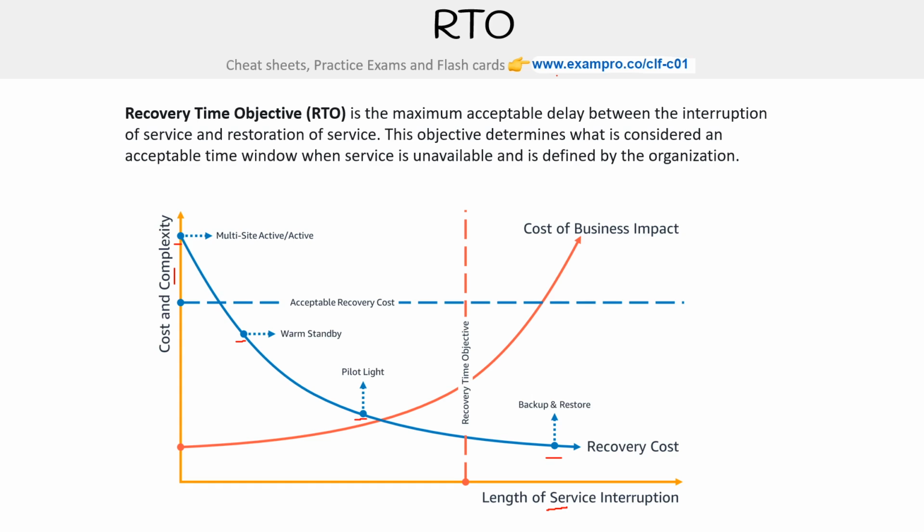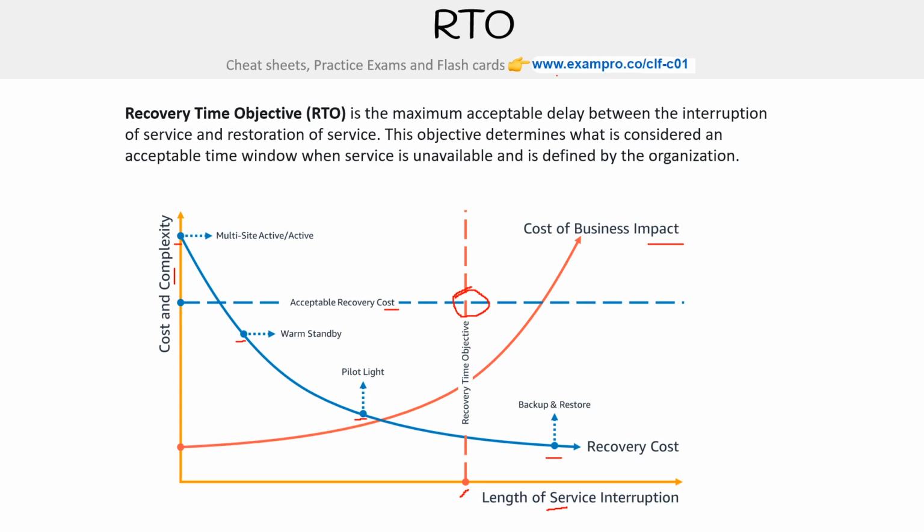And notice here we have a recovery time objective. So in your BCP, you kind of define where that is based on the cost of business impact. So you might have to calculate that saying, okay, what is our cost over time based on the length of service interruption? Where do we want our RTO to be? What is the acceptable recovery cost? And this is where you're going to decide what you want to do.